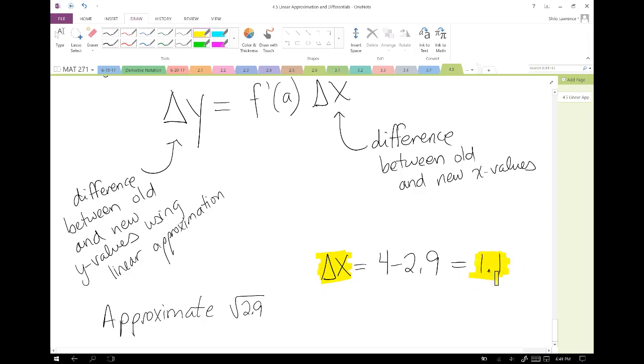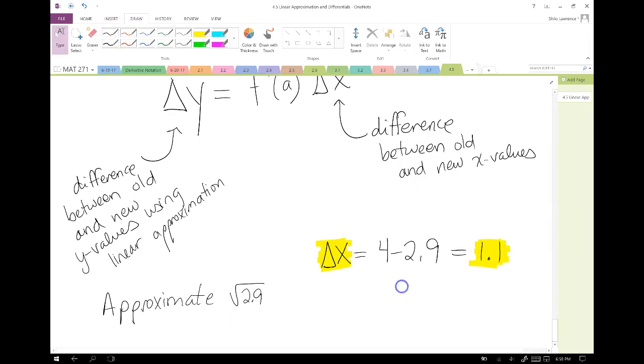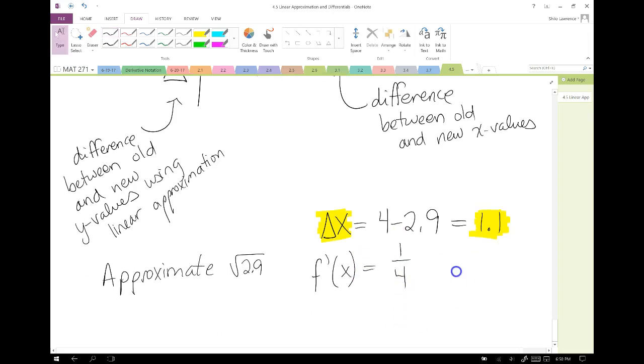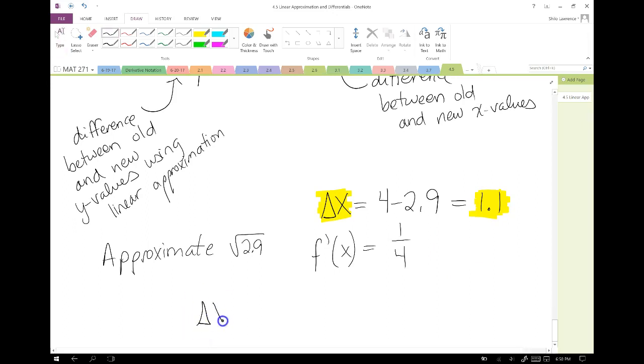That is how much my x value changed. We're still using f prime of a because we're still using the tangent slope of the function at 4. We're still basing everything around 4 here. And we said that was going to be 1/4. So according to this equation, the change in our y value should be equal to 1/4 of 1.1. So whatever 1/4 of 1.1 is, that's how much our y value is going to change.